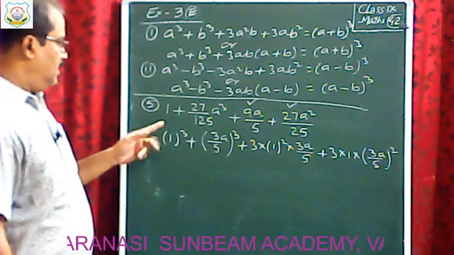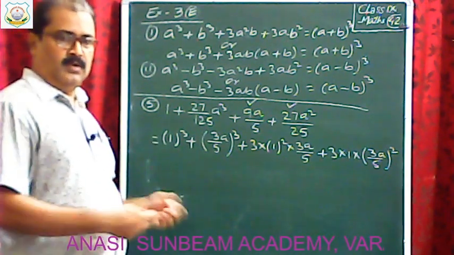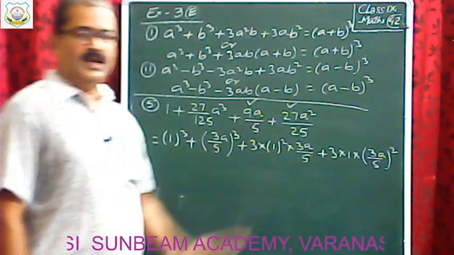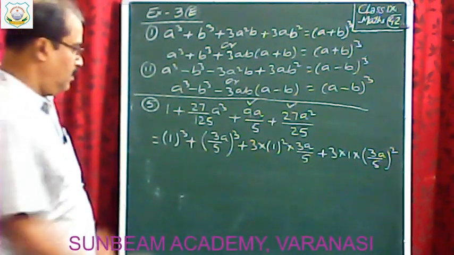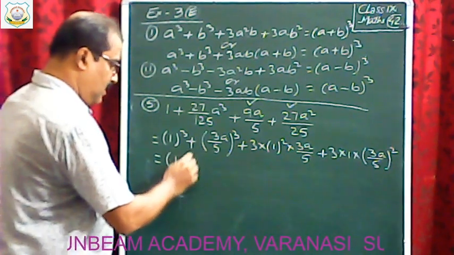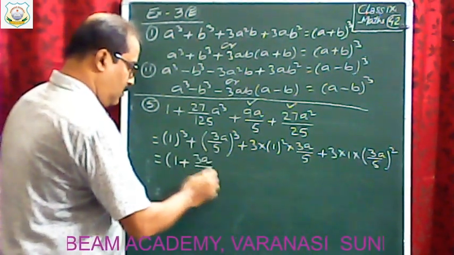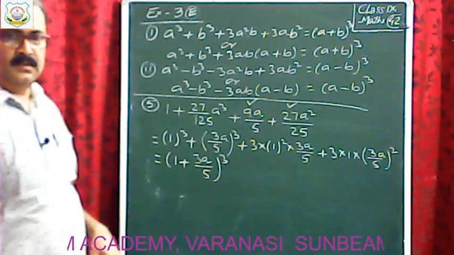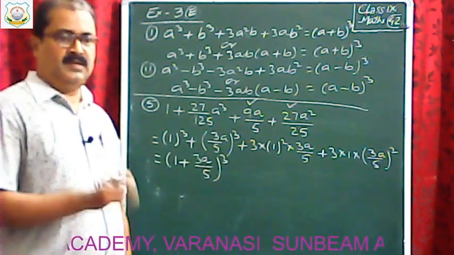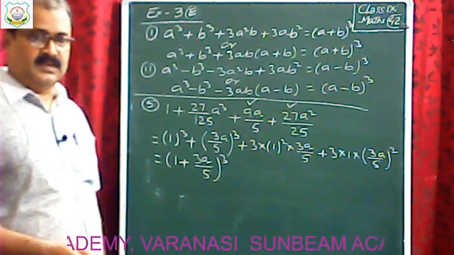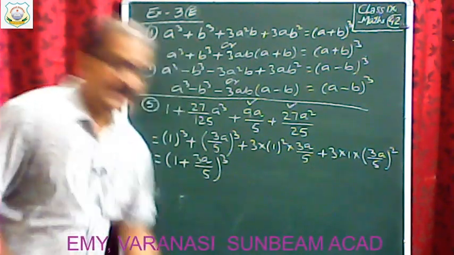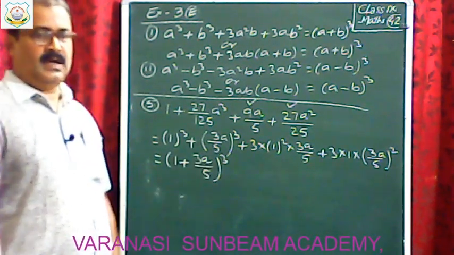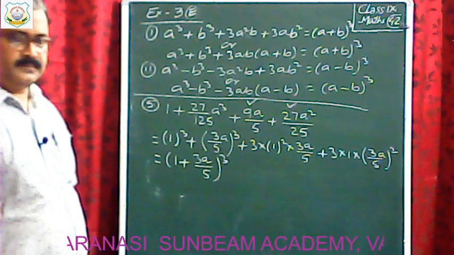To formulate, first the given polynomial according to the identity, we get a cube plus b cube plus 3a square b plus 3ab square, that is equal to (a plus b) whole cube. So write (1 plus 3a upon 5) whole cube. That's all. Only a 2-step solution, but you have to do it carefully. You have to identify the algebraic identity and thereafter proceed. Accordingly you have to express the given polynomial as an algebraic identity and then use the identity. Clear?